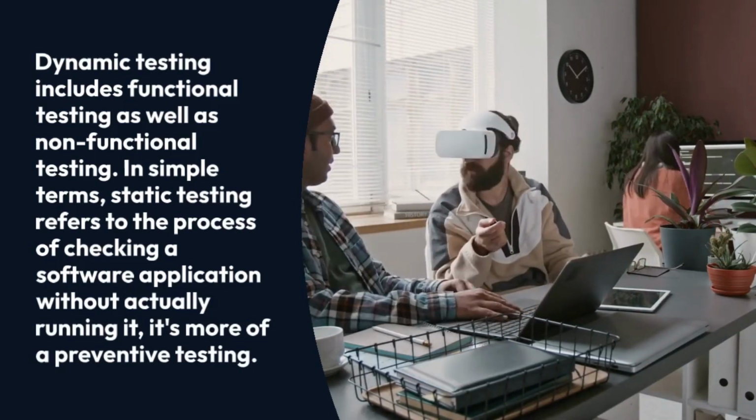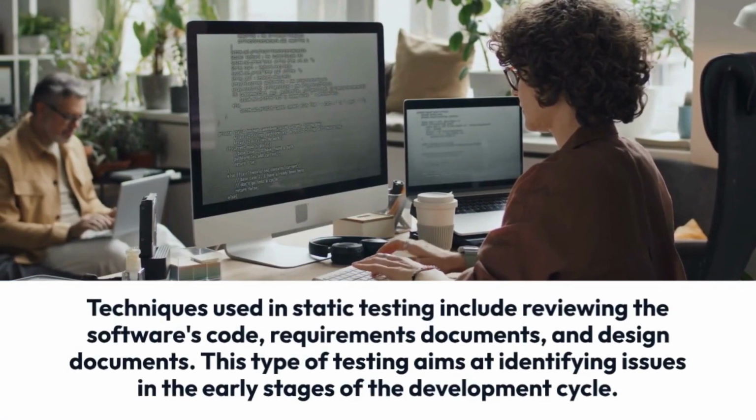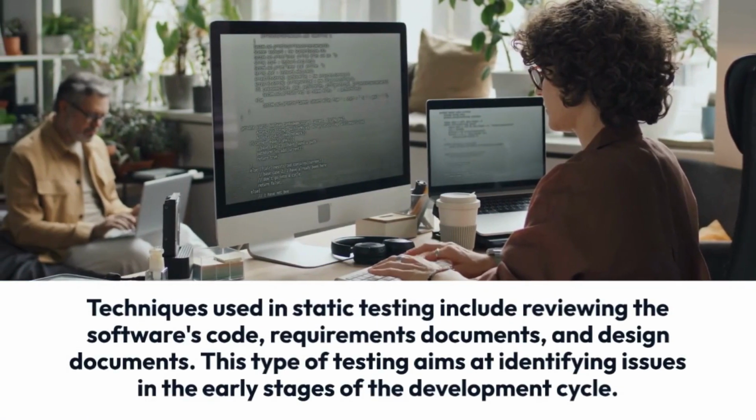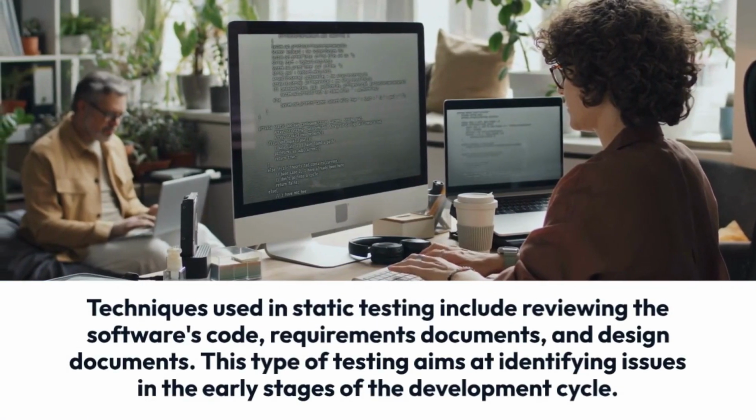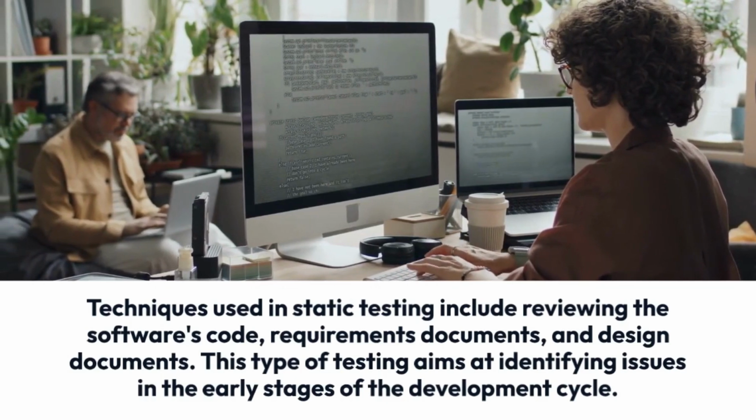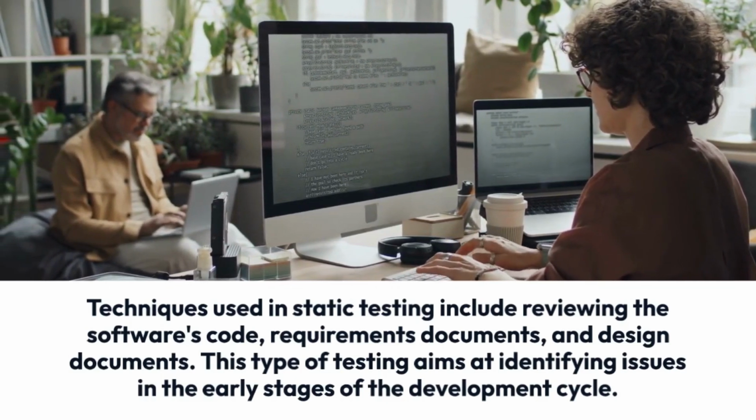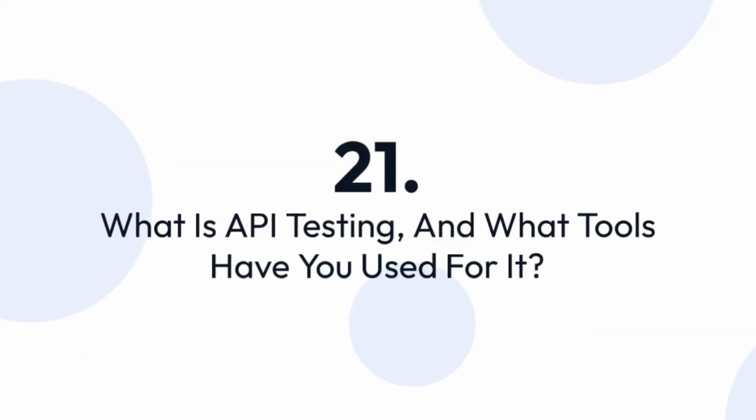It's more of a preventive testing. Techniques used in static testing include reviewing the software's code, requirements documents, and design documents. This type of testing aims at identifying issues in the early stages of the development cycle. 21. What is API testing, and what tools have you used for it?